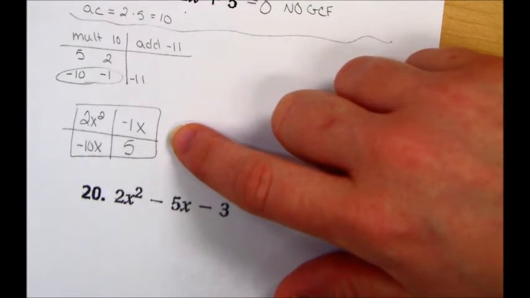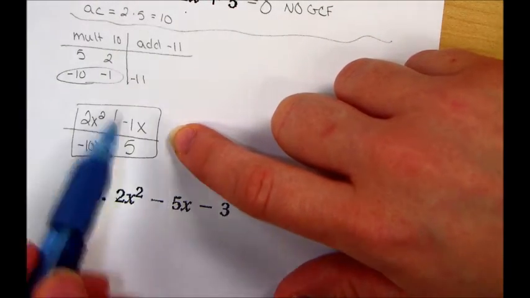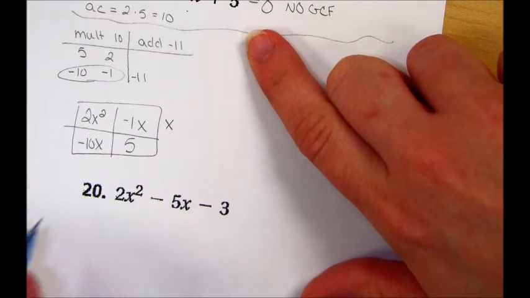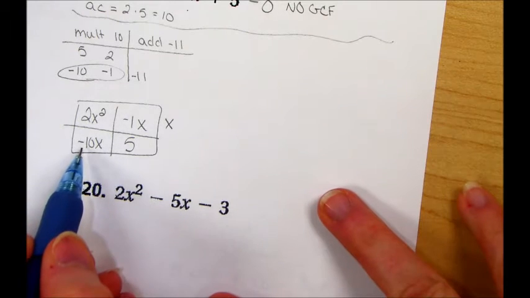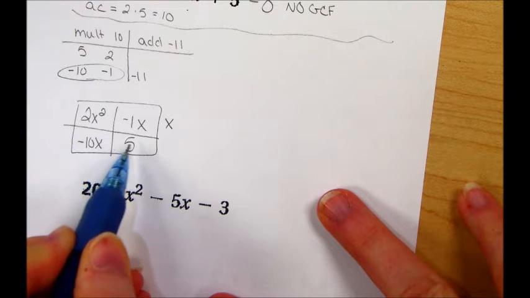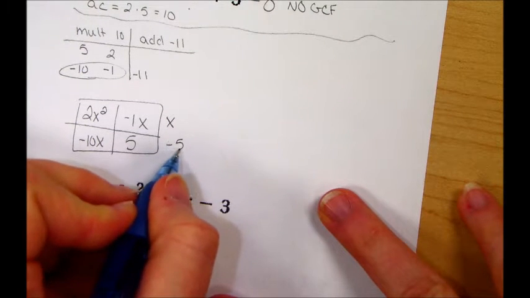You pull a GCF out of the top row. So a GCF here is just x. X is the only thing that goes into both of those. You pull a GCF out of these two. Now this is negative, so you will be pulling out a negative. If the first one is negative, you pull out a negative. And the number that goes into both of those, a minus 5.